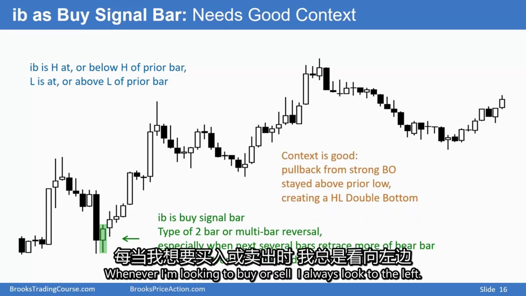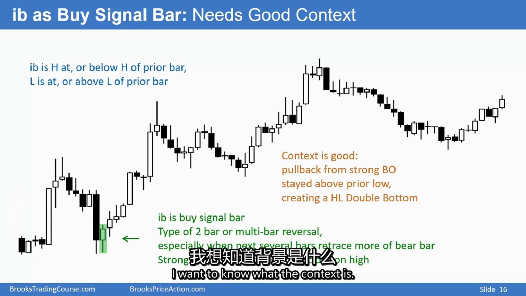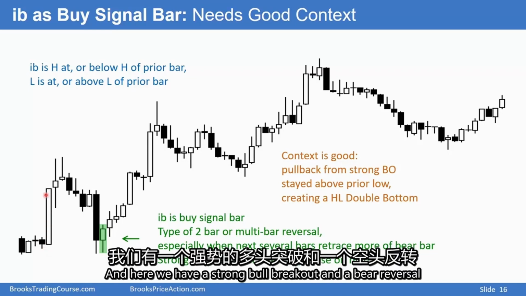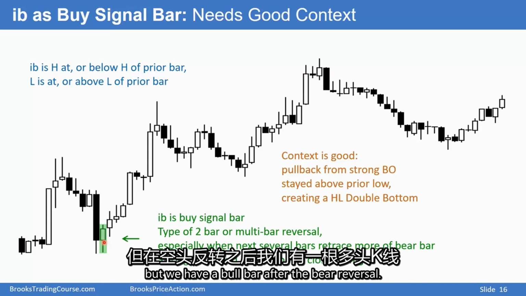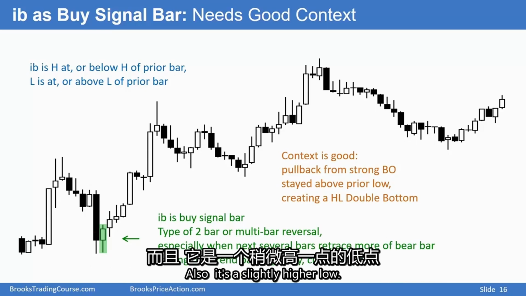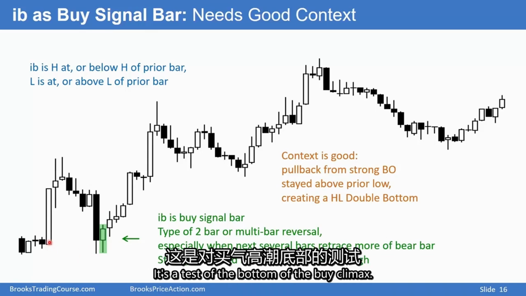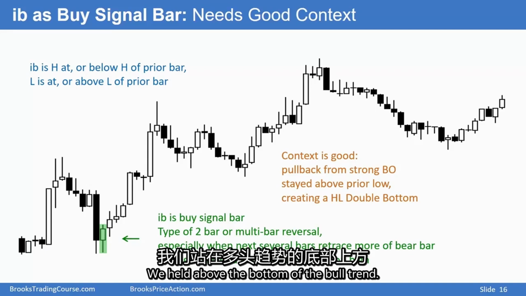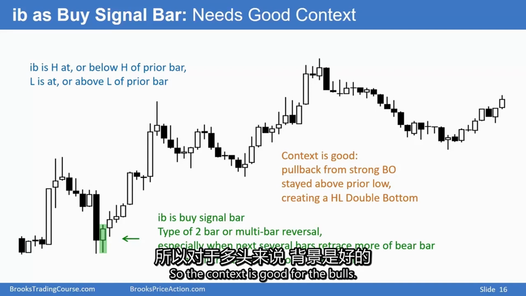Context is good. Whenever I'm looking to buy or sell, I always look to the left. I want to know what the context is. Does it make sense to buy? And here we have a strong bull breakout and a bear reversal, but we have a bull bar after the bear reversal. So that increases the chances that this bear reversal is going to fail. Also, it's a slightly higher low. It's a test of the bottom of the buy climax. We went a little bit below it, but we held above the bottom of the bull trend. So the context is good for the bulls.